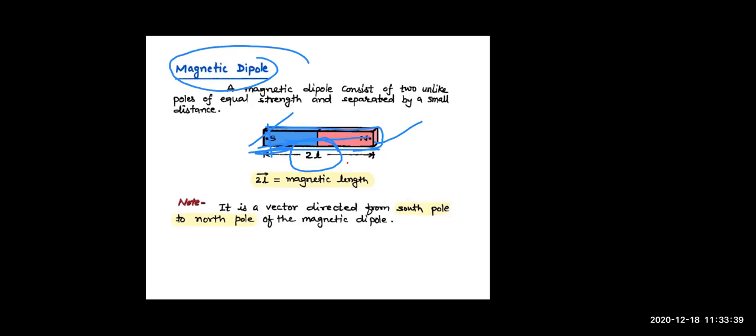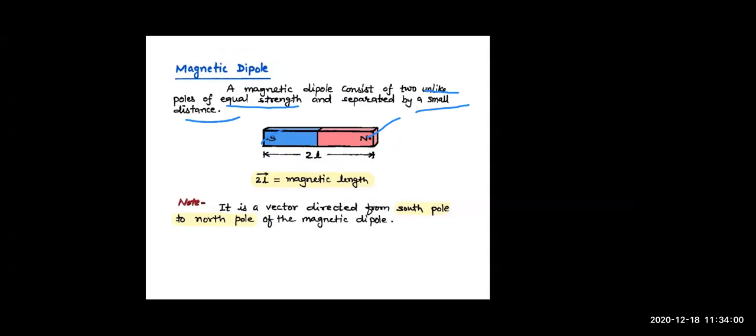Okay, children? So what is the condition for a magnetic dipole? First condition is that the two poles should have equal magnitude. Its strength should be equal. Second, they should be unlike poles, means they should be of opposite nature. And third, the separation between the two should be very small. These are the three conditions for a magnetic dipole to exist, right?